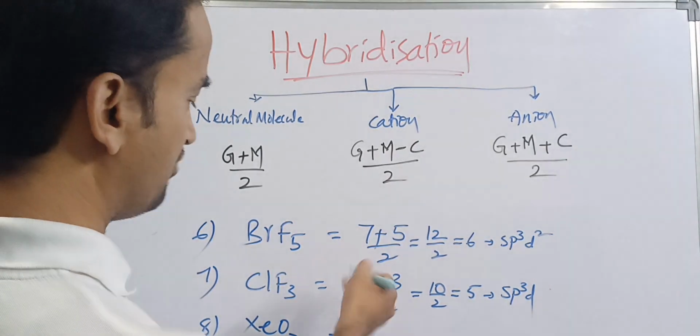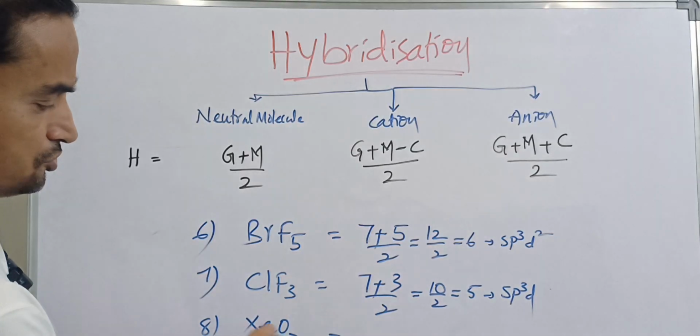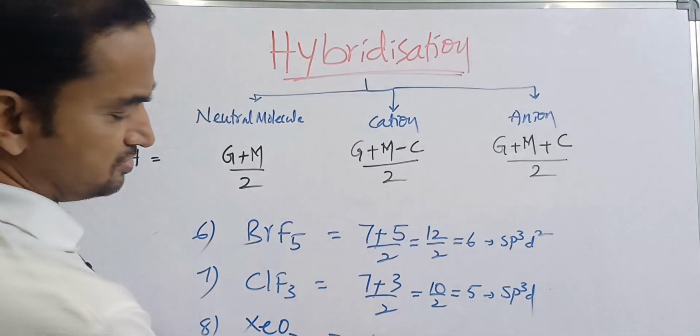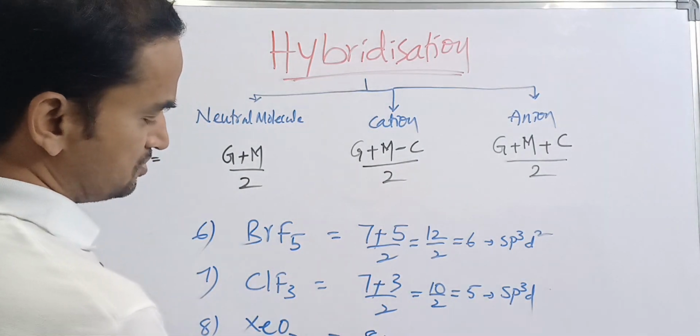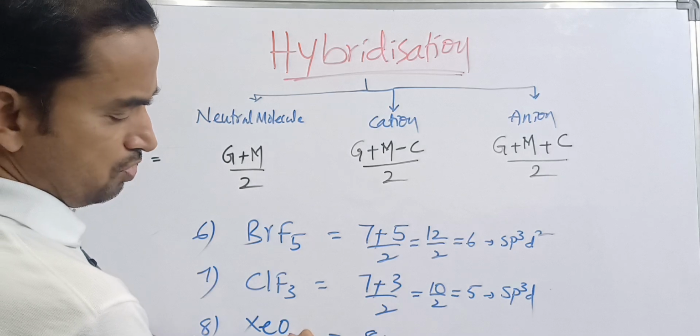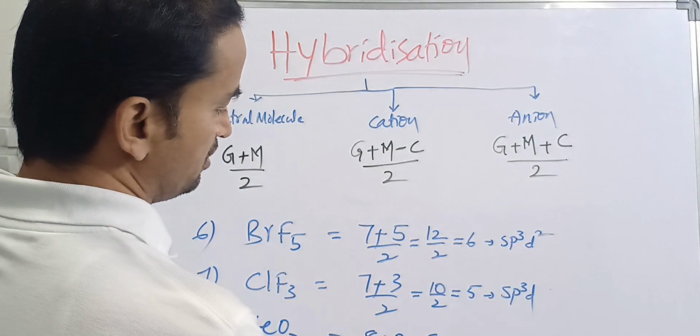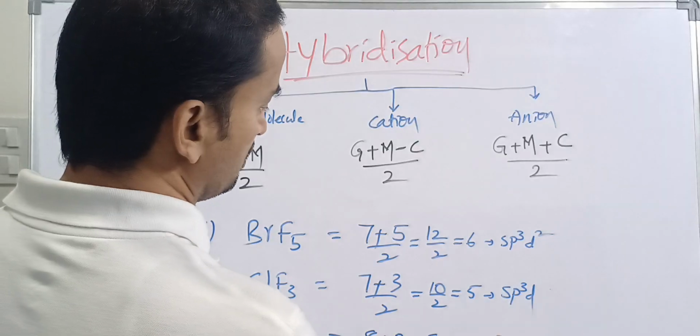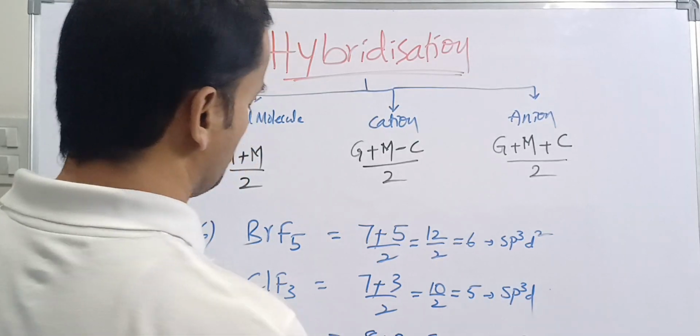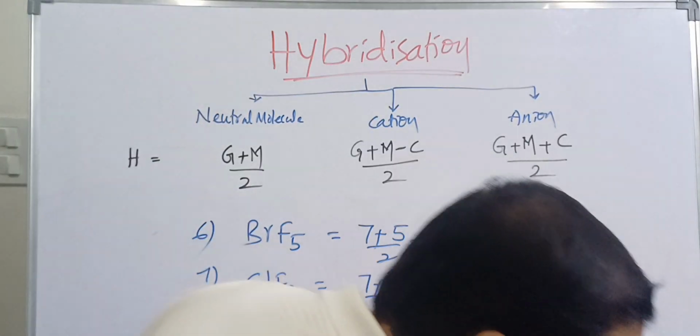So here again the same formula. Here it is a neutral molecule, right? No charge. Now here the xenon belongs to 8th group, and here you see there are no monovalent atoms. So 0 divided by 2. So 8 divided by 2, that is you are going to get 4. So hybridization is sp3 in case of XeO3, xenon trioxide.